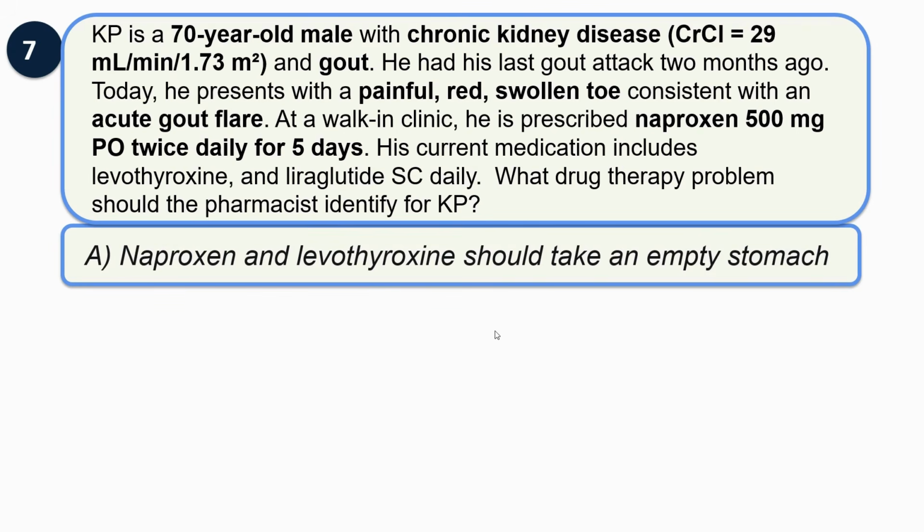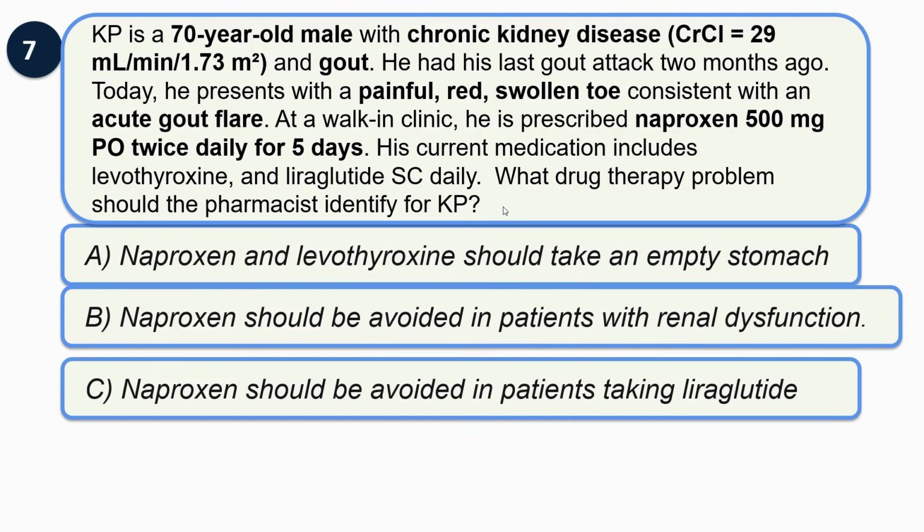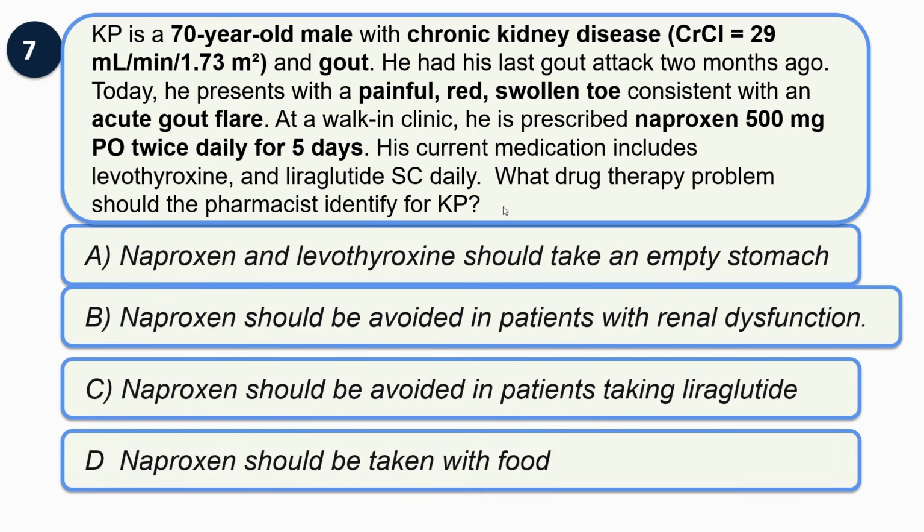A. Naproxen and levothyroxine should be taken on an empty stomach. B. Naproxen should be avoided in patients with renal dysfunction. C. Naproxen should be avoided in patients taking liraglutide. And D. Naproxen should be taken with food.